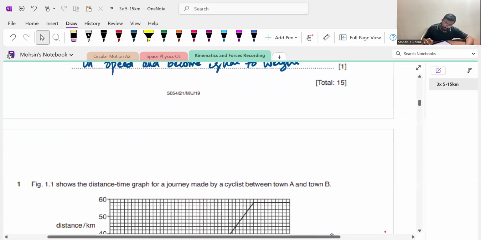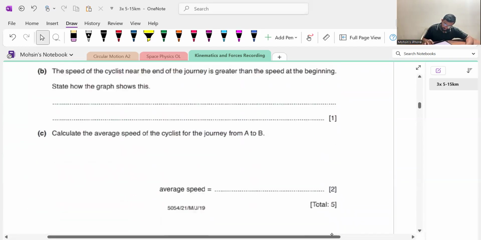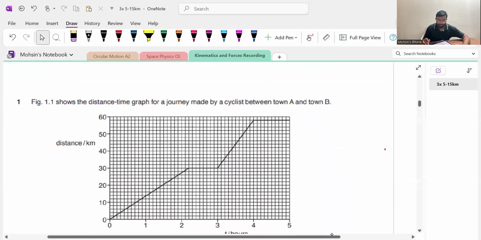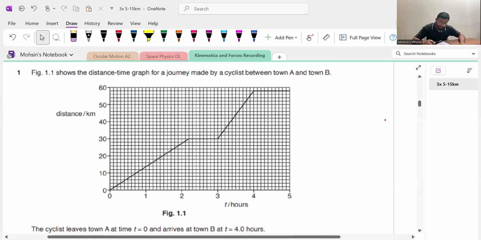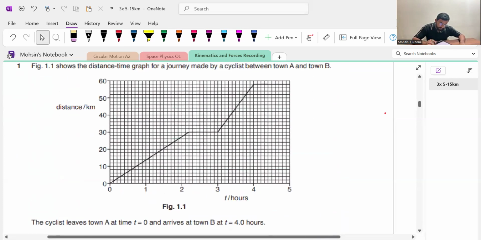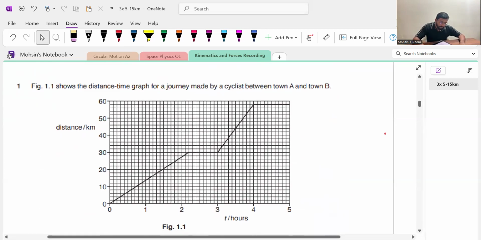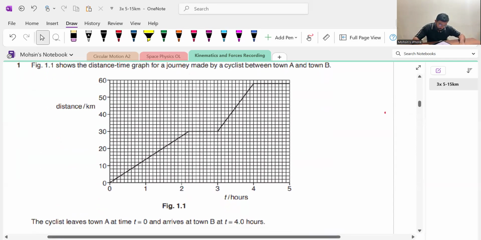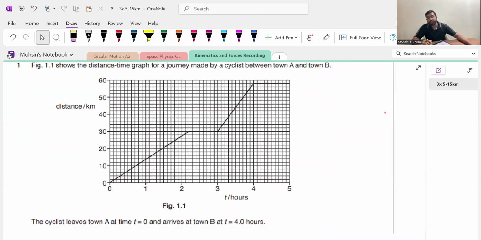Okay, so 2019 is for that paper. We have another question, question number one of 2019 May June paper 2 variant 1. Figure 1.1 shows the distance time graph for a journey made by a cyclist between town A and town B. Okay. The cyclist leaves town A at time 0 and arrives at town B at time 4 hours.